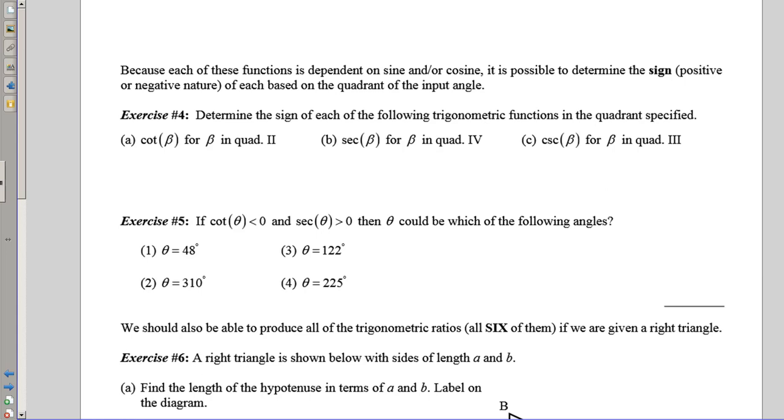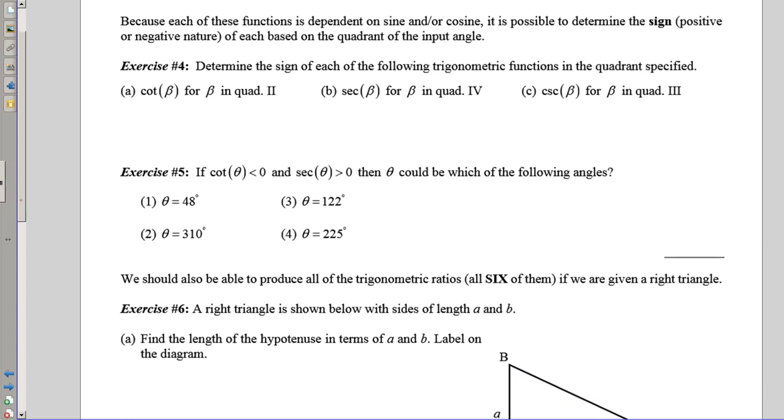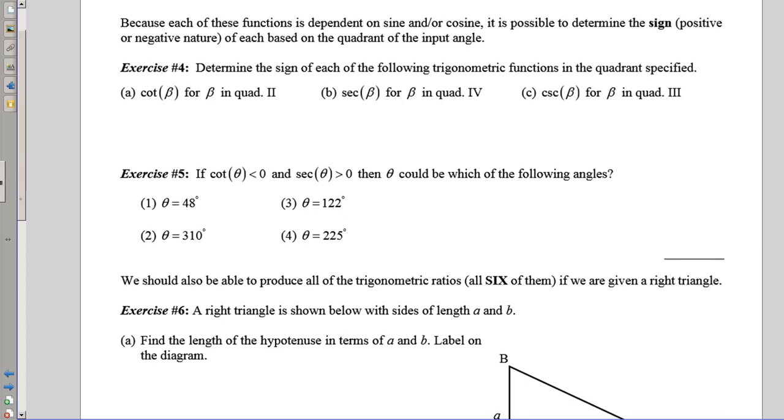Okay, let's take a look at the next examples, which are talking about finding the sign. We can determine the sign based on what we know about sine and cosine and tangent and which quadrants they're positive. So we'll do one quick example, and then we'll talk about the last exercise 6.